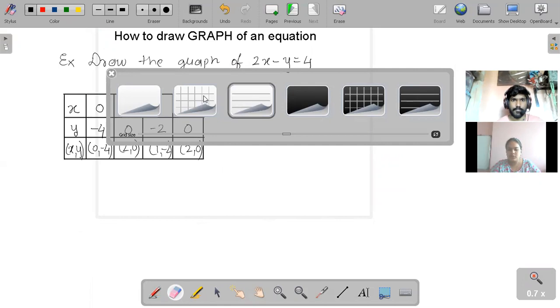Is the plus sign on a graph going to be important? Yes, yes, plus sign.